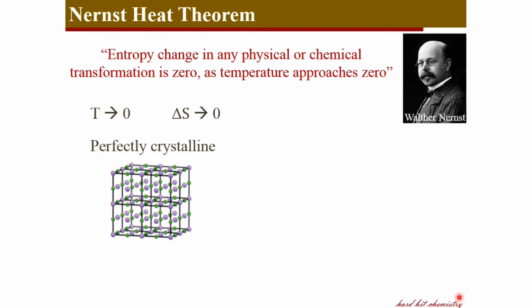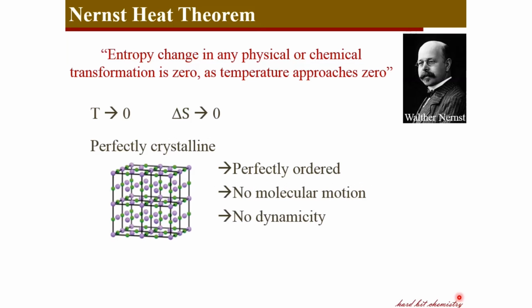Let's consider a perfectly crystalline substance. Such a substance is highly ordered. There is no dynamicity at all, no molecular motion within the system. Even the vibrational and rotational motions of the atoms are assumed to be absent at absolute zero temperature. Therefore, we can say that the system with no degree of dynamicity can be described by a single microstate.